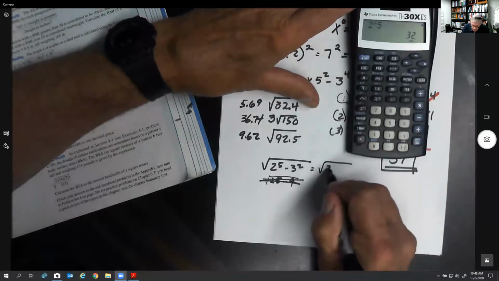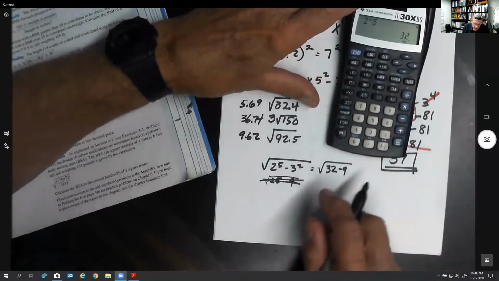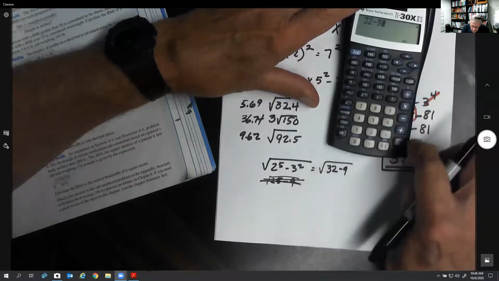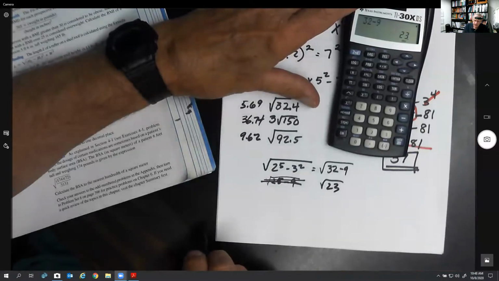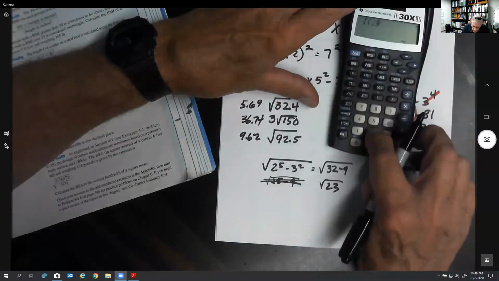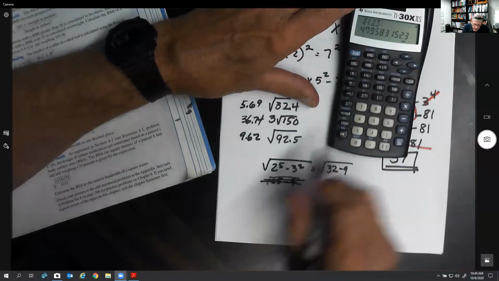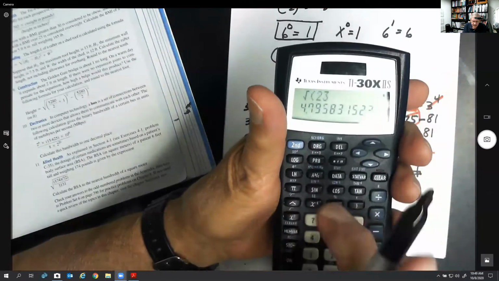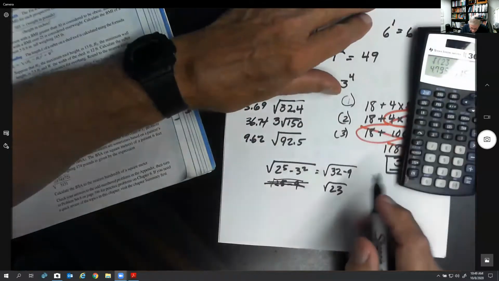Now, at this point, you could enter it in that way, but I'm going to figure out what 32 minus 9 is. 23. And 25 would be a perfect square, so I'm going to hit second, x squared, 23. And I'm going to round this off to two places. 4.79. Think of this as 79, and I want to raise it up to 80, 4.80.